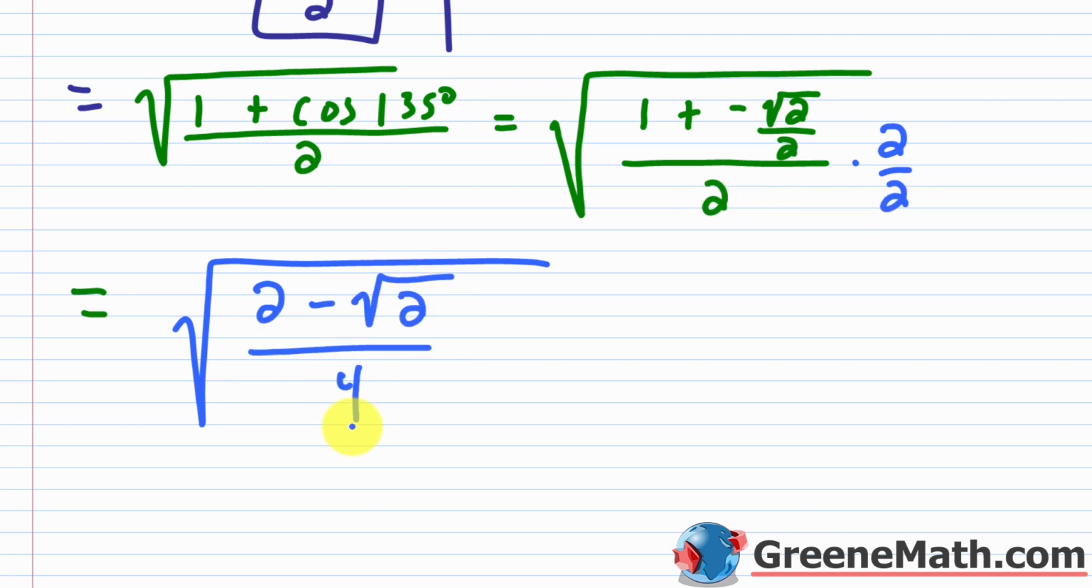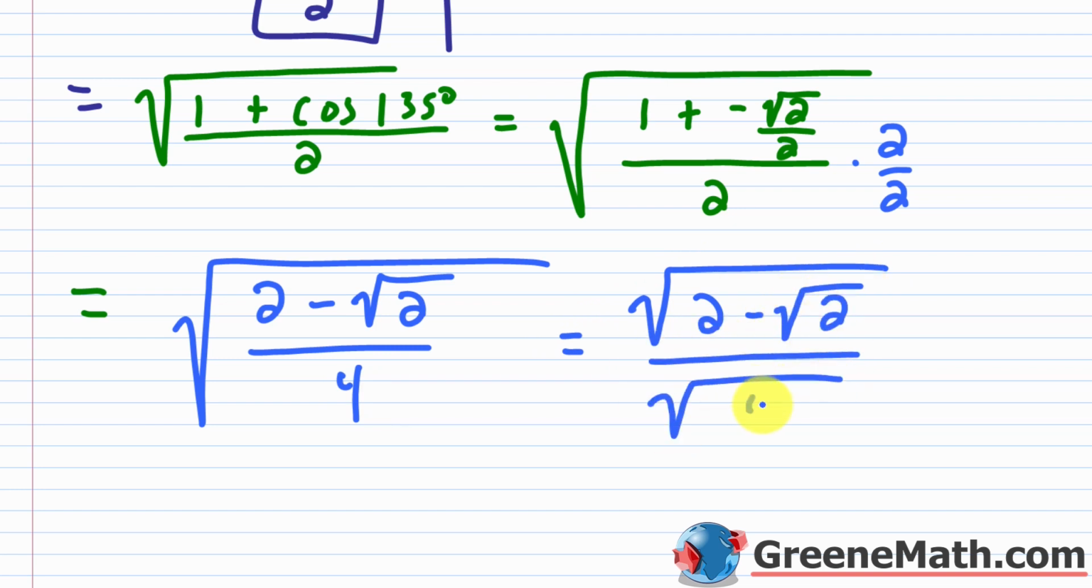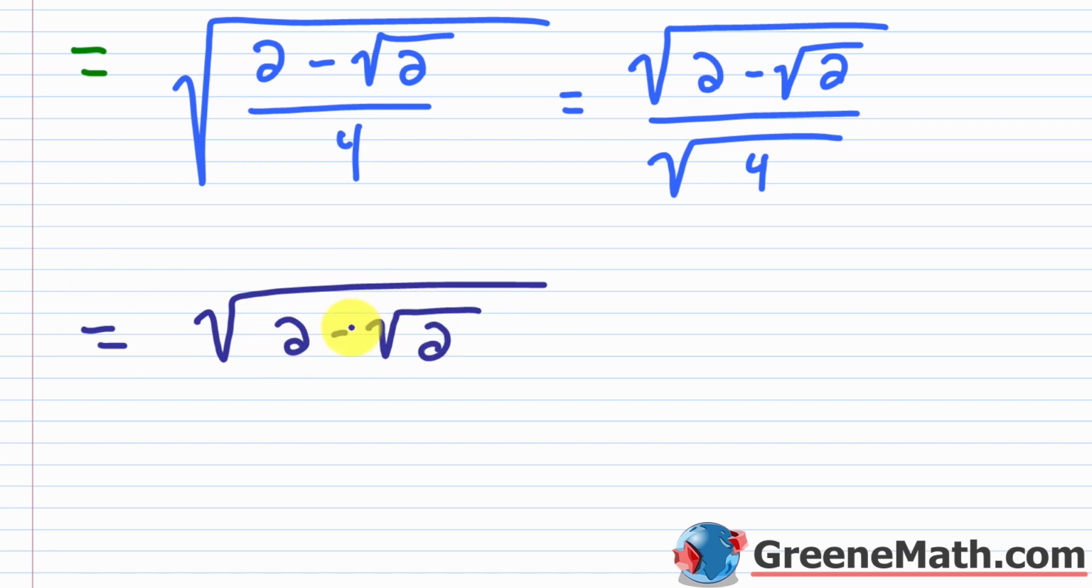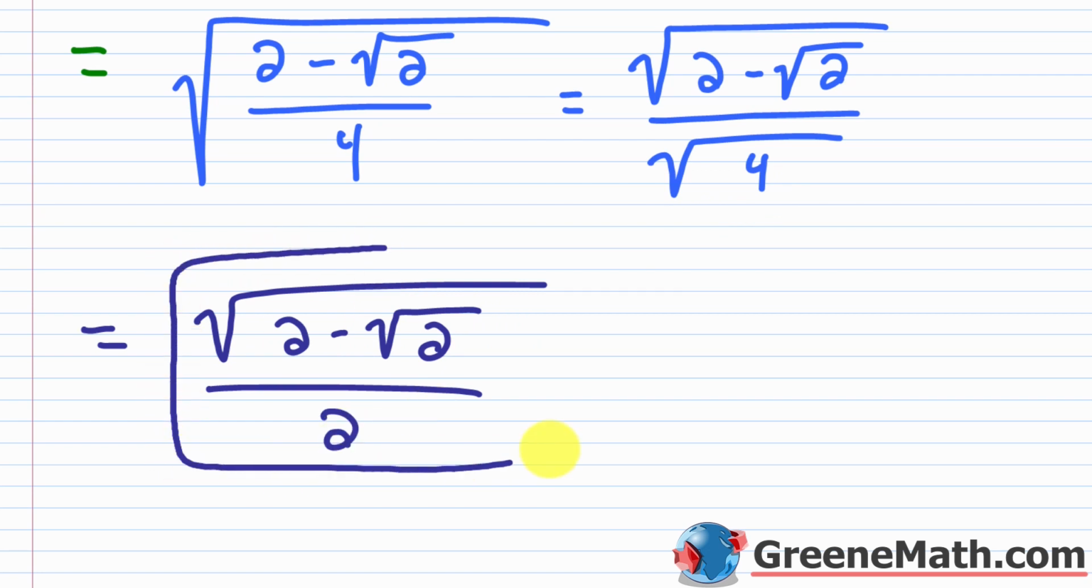Okay. So we can quickly simplify this by realizing, again, you could write this as the square root of 2 minus the square root of 2 over the square root of 4. And we know the square root of 4 is 2. Okay. So I can come down here. Let's finish this up and just put this is equal to the square root of 2 minus the square root of 2, you can't really do anything else there, over the square root of 4 is 2, okay? So that's going to be your exact value if you're looking for the cosine of 67.5 degrees.